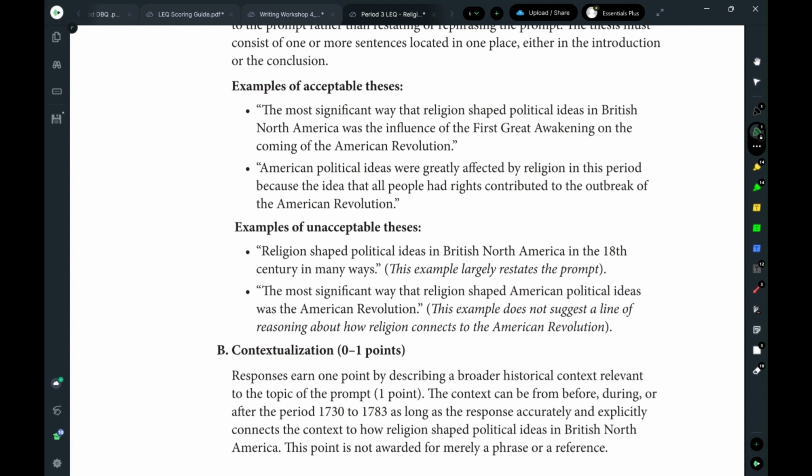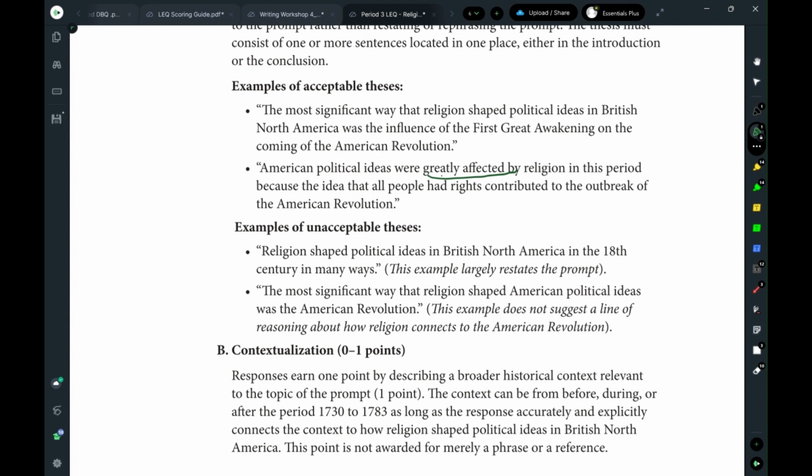British North America. Another one says American political ideas were greatly affected by religion in this period because the idea that all people had rights. So it's saying greatly affected. It's saying a big change because the idea that all people had rights contributed to the American Revolution. Right. So again, it's giving me a little bit of a why. It's giving me some of that particular answer there as well. But I've got greatly affected. It keeps happening. Sorry. Greatly affected. Maybe not. My pen stopped working. There it goes. Greatly affected is there.